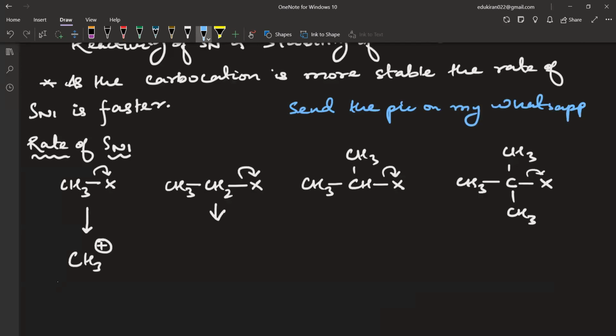So these are example questions, right? Also remove the X. Okay, Fahad. As I have drawn here, you can see I have removed the X and the bond also and given a positive charge.